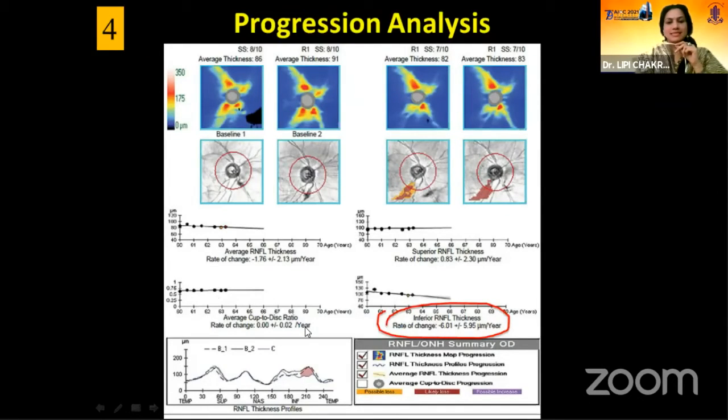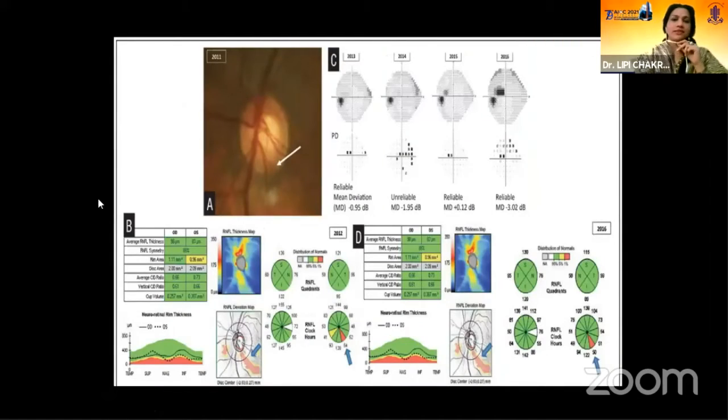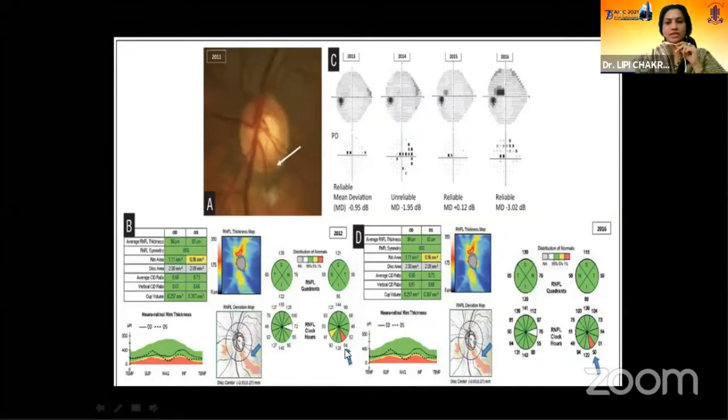Also note that CDR is almost stable. The rate of change here is 0.00. So this might be progression. Another example of progression, here we are finding some thinning of the inferior rim. This is an artifact, the yellow one is an artifact. And perimetry, when we do, one has been unreliable. This is 2016, reliable. And when we do this OCT, we are finding that the thickness of RNFL is slightly decreasing from 64 to 50 micron.